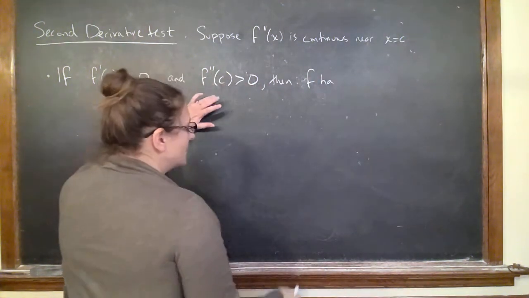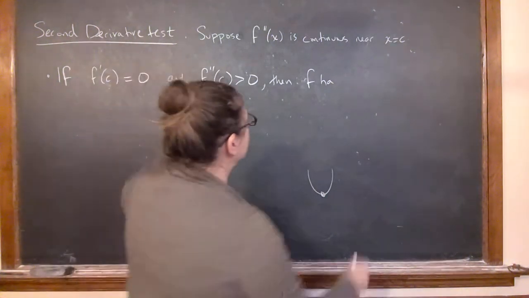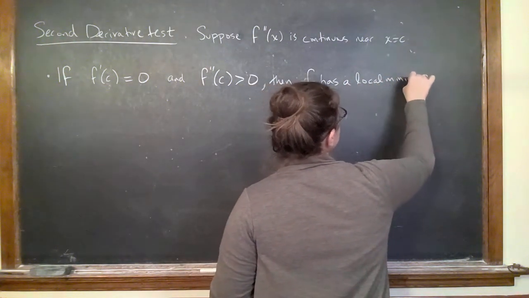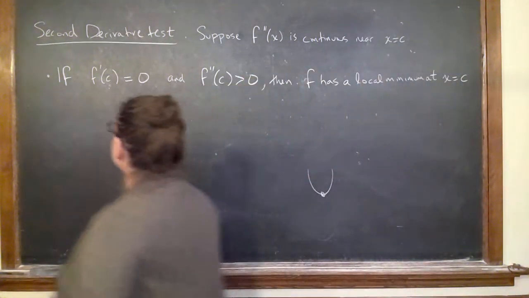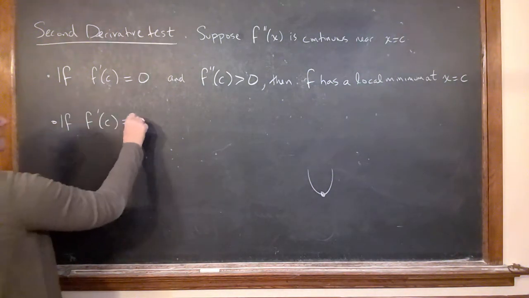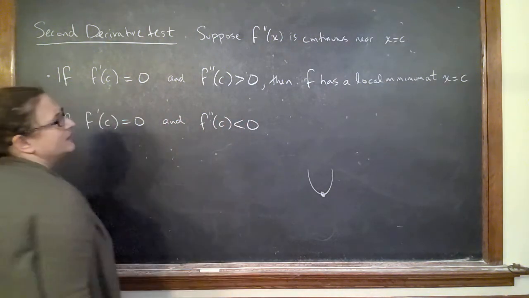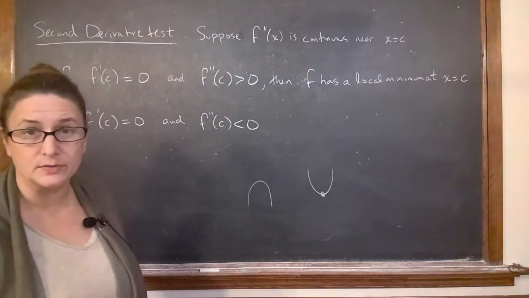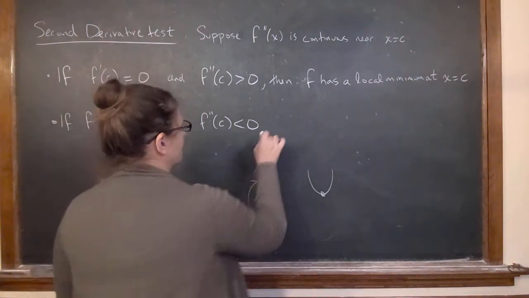If the second derivative is positive, the function must be concave up, so that must look like that, so that must be a minimum. Then f has a local minimum at x equals c. Similarly, if your second derivative is negative, that would imply you had a situation where your function was concave down. Well, if it was concave down, that looks like it would be a maximum.